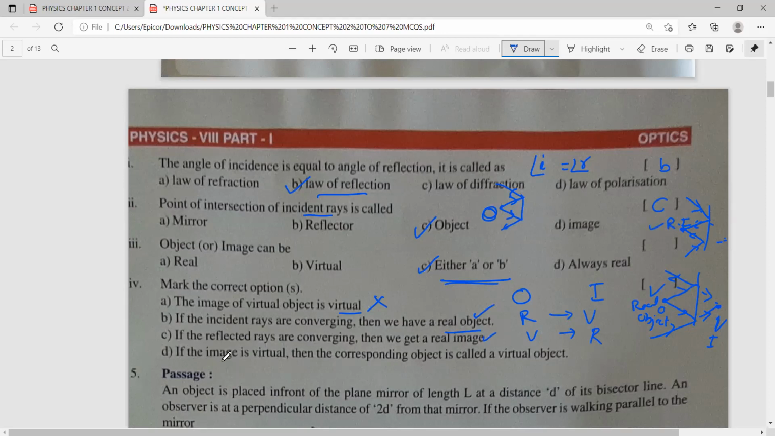And if the image is virtual, then the corresponding object is called a virtual object. No, the corresponding object is called a real object. So this is a false statement. Options A, B and C are correct. Please write, children. For the fourth one, options B and C are correct. Is it clear, children? These four questions.